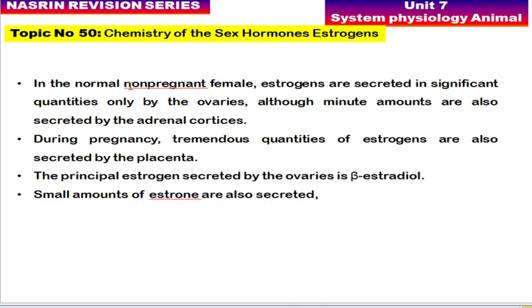Next, in normal non-pregnant women, estrogen is secreted in significant quantity only by the ovaries, although minor amounts are secreted by the adrenal cortex. Okay, during pregnancy, a tremendous quantity of estrogen is secreted by the placenta. So the principal estrogen secreted by the ovaries is beta estradiol.